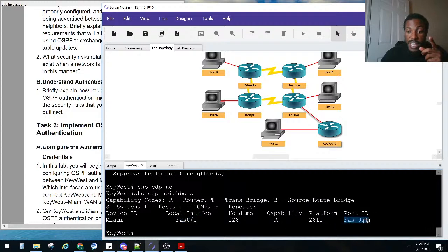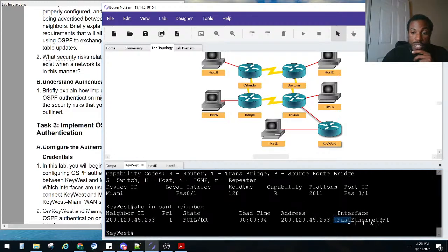And then this is his other side. So that's FA01, and that's also most likely FA01 as well. Morningstar said it's the neighbor's interface. Thank you for that. Okay, so that's the neighbor's interface. Good to know. So when we do show IP OSPF neighbor, this interface right here is the neighbor's interface, not my interface. So good to know.